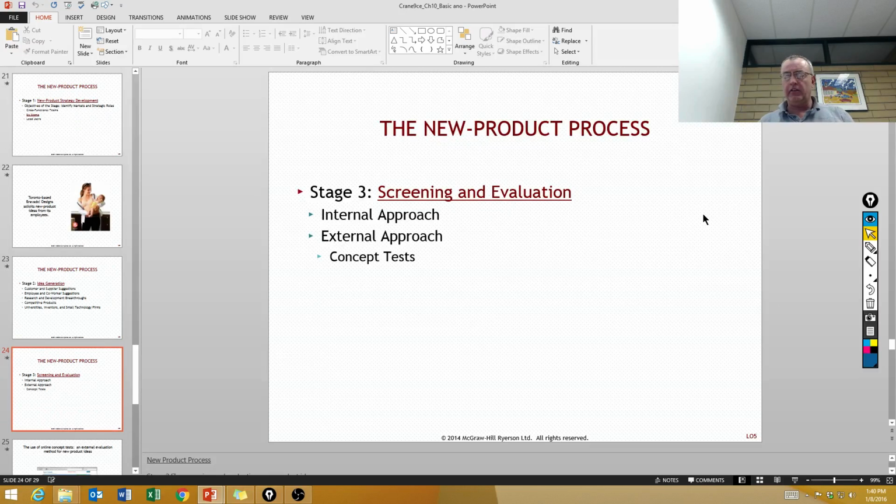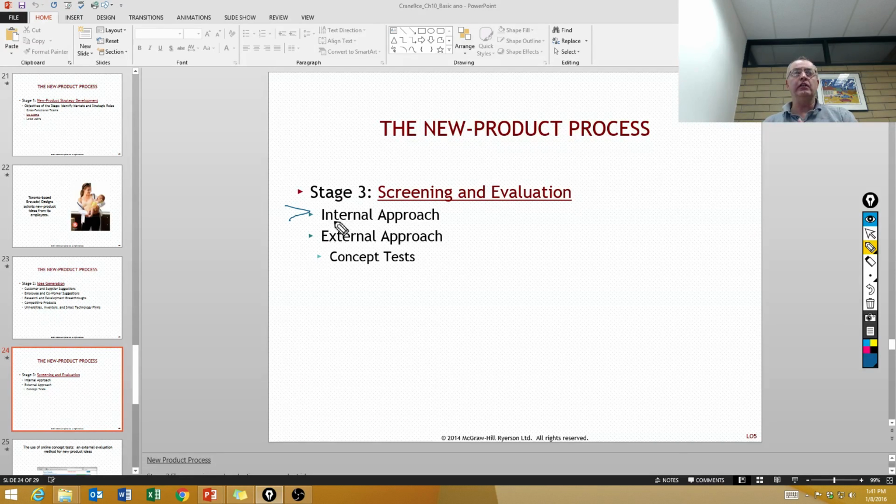Okay, so the third step in the new product development process is screening and evaluating your new product idea. So we've just gone through the new product idea generation stage. We've come up with a list of product candidates for the future, and now we sort through the list and we evaluate them. We want to come up with a short list.